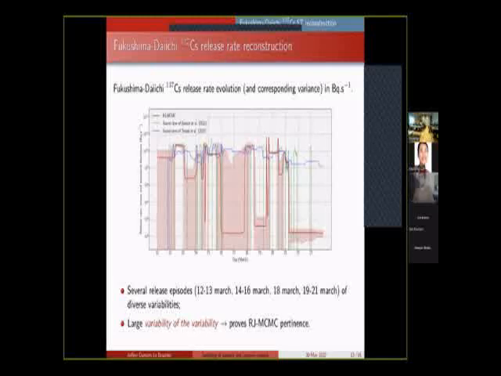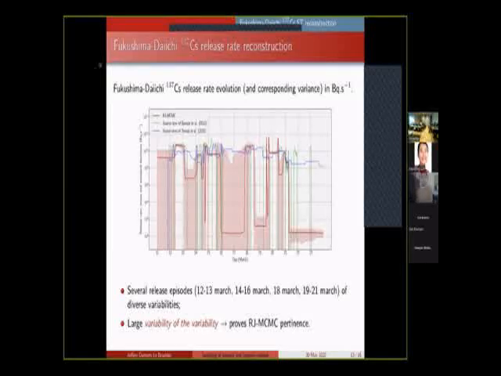We can note diverse things. There are intervals of high variability, for example, between the 14th and the 15th. There are intervals of low variability, for example, between the 11th and the 14th. There is a large variability of the variability. And this basically proves the reversible jump MCMC pertinence. The use of more information and more complex algorithms allows us to reconstruct a complex release with several release episodes.